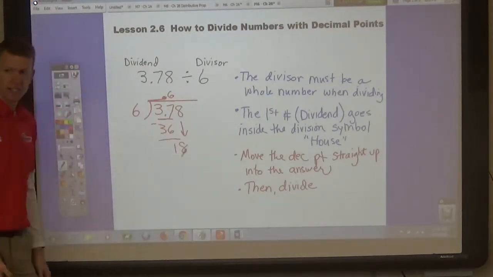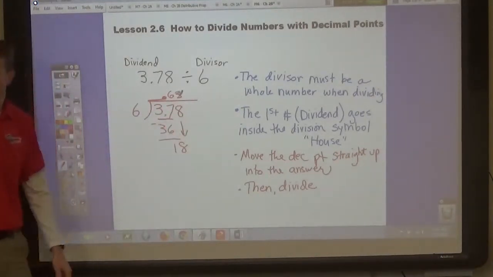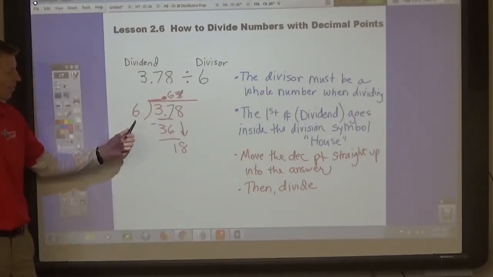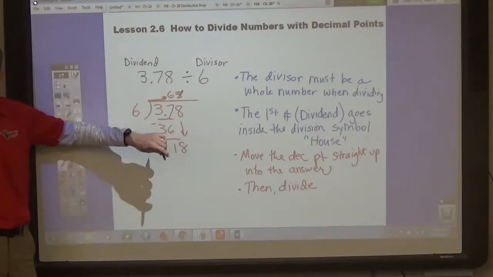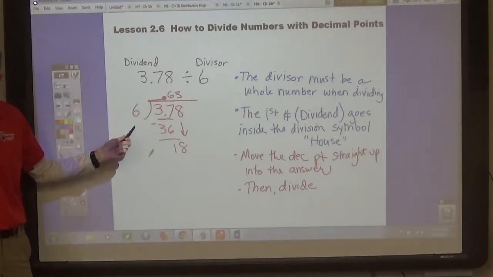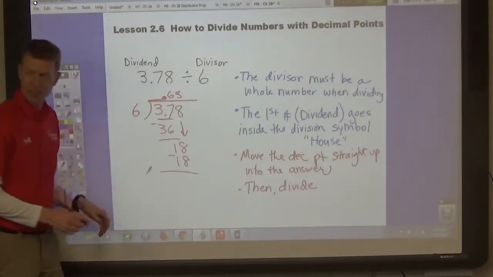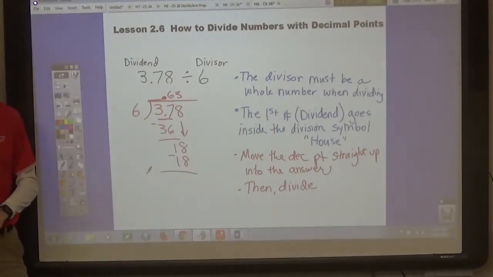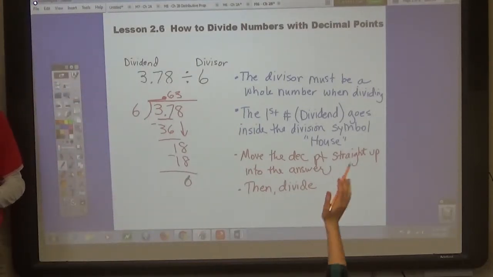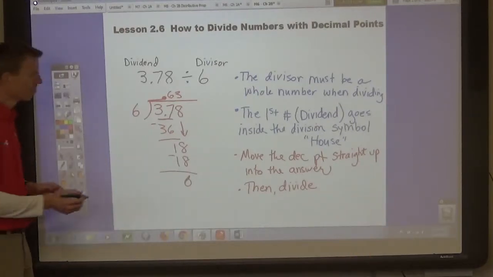6 goes into 18 3 times. Then what, Ben? Then you divide 18 by 6. We already did that. Are you following along? Can we do 3 times 6? Oh, 3 times 6, yeah. That's 18. Right. And remainder? 0. So what is the answer? What is the answer then? 0.63. Yep.